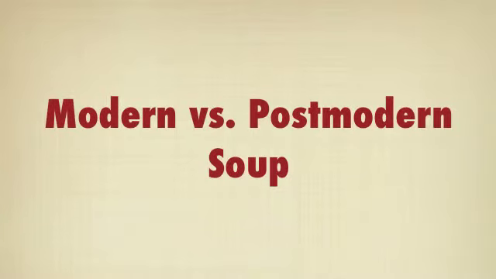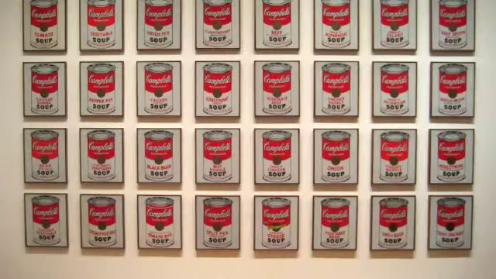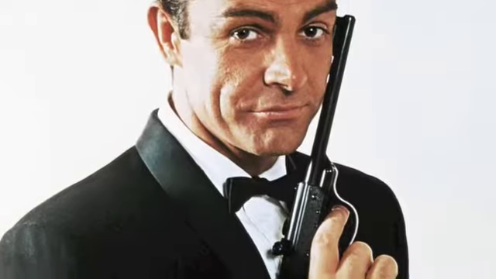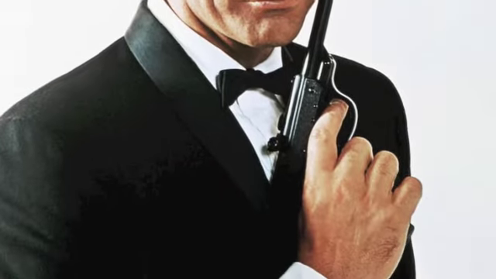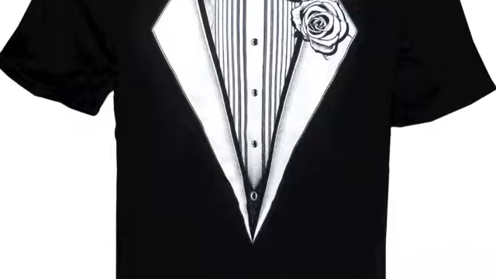Modern versus postmodern can even be represented in soup. So we've got a 1950s ad with a nuclear family, mom in the kitchen, versus Andy Warhol's ironic art, where he recycles the image of the soup can and turns it into high art. And lastly, we have modern versus postmodern in men's fashion. James Bond in a tuxedo versus the tuxedo t-shirt. A man's man versus the ironic commentary.